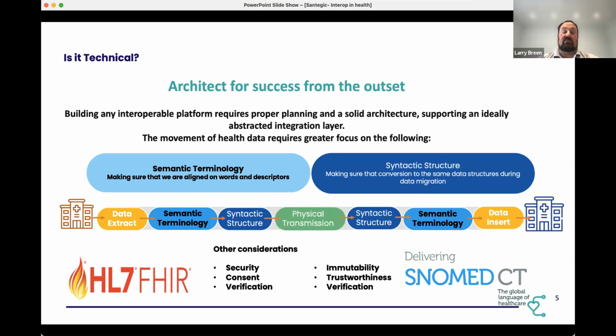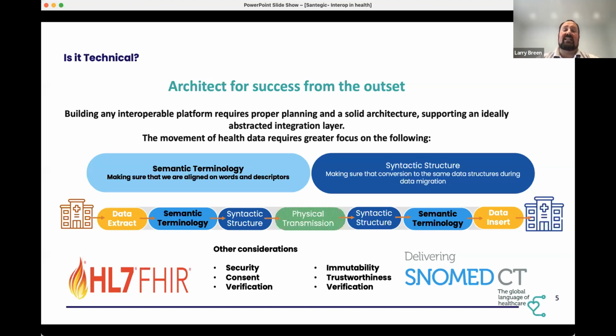If you get that thought process right from the outset, it makes it a lot easier as you move forwards. Doing it on an abstracted layer, again, there are pros and cons. Personally, if you can do it on an abstracted layer, it allows you greater flexibility as you go forwards. We're not going to delve into the detail, so feel free to come back to us with questions on it.